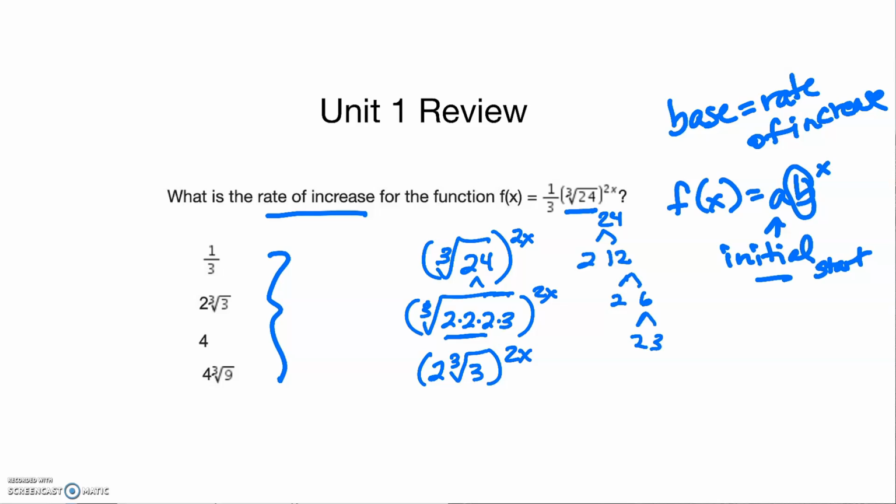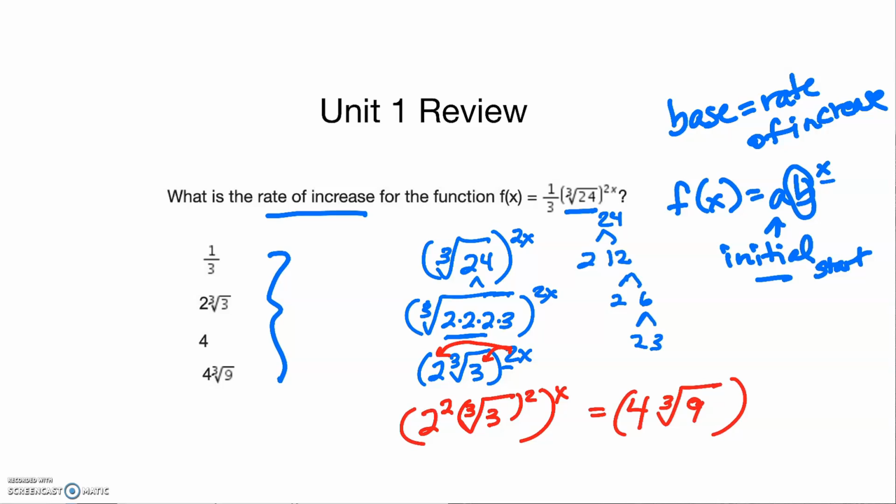I'm still not completely done because I still have this 2 power out here. Now, remember, our base is only to the x power. So I've got to take this 2 and distribute it between each of these terms. So this is 2 squared times the cube root of 3 squared, all to the x. Now, this will be 4 times the cube root of 3 times the cube root of 3, which is the cube root of 9, 3 times 3 is 9, all to the x. So what is our base? Our base is this section right here. So that would be our rate of increase. That's how it's going up.